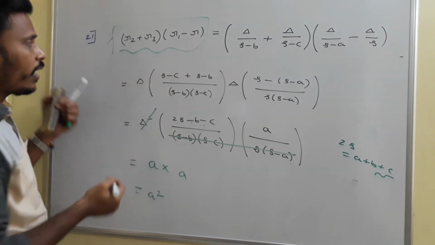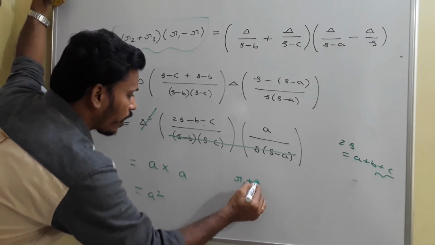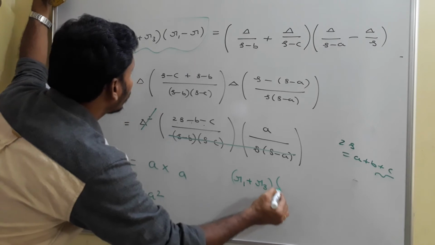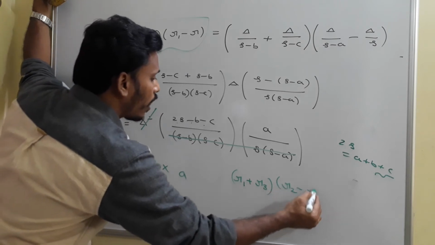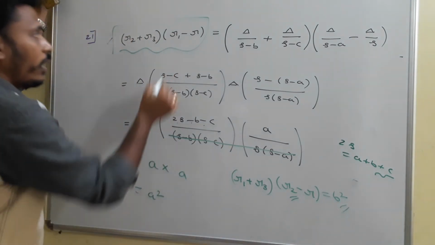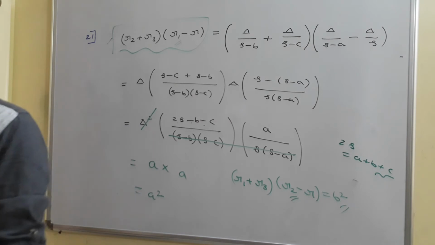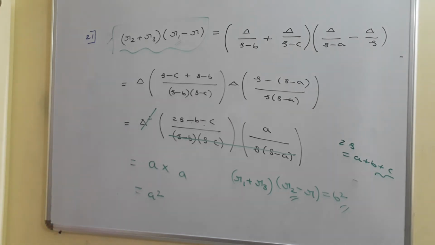In the same way, you may write for b square also. For b square, you just write r1 plus r3 into r2 minus r, which will give us b square. Since it is r2, it represents b square. Since it is r1, it represents a square. In the same way, we can write for c square also using r3. Okay, just have a look.